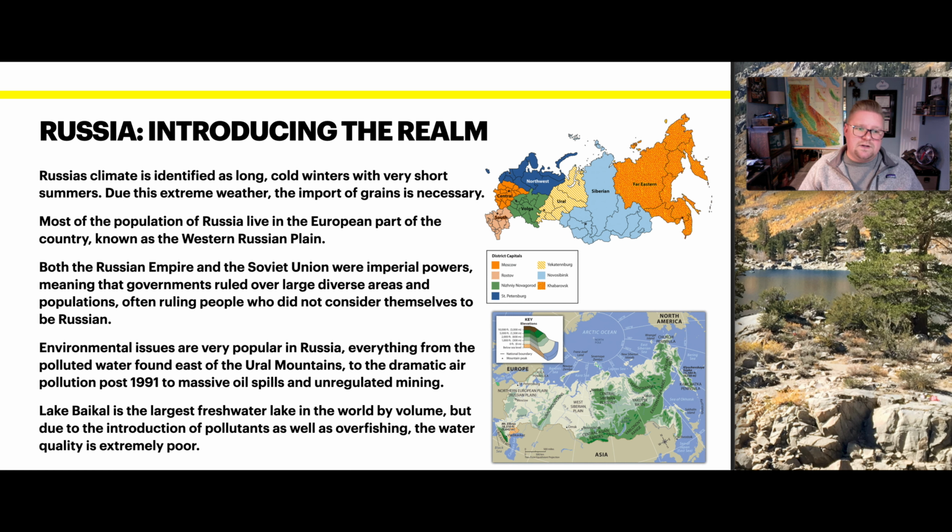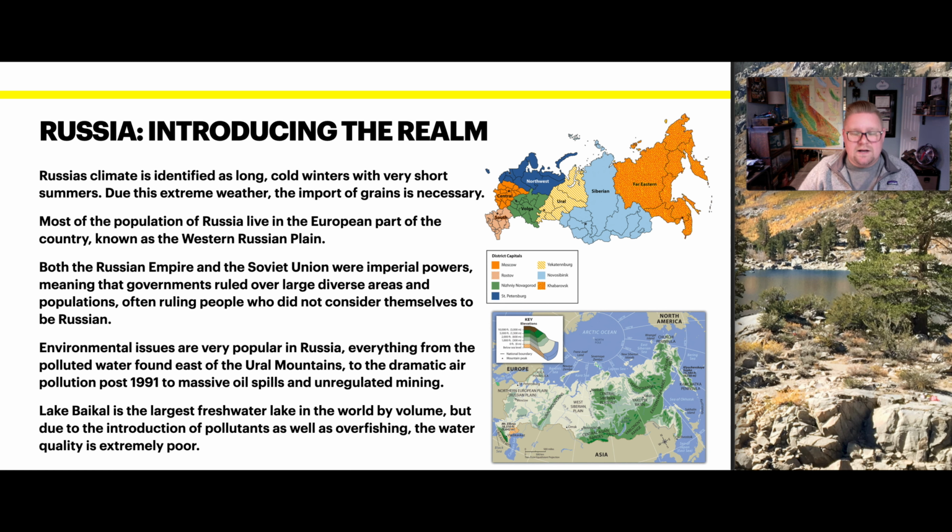The environmental issues are a very popular piece in Russia. Everything from polluted waters found east of the Ural Mountains to the dramatic air pollution post 1991 to even massive oil spills and unregulated mining. Lake Baikal is the largest freshwater lake in the world by volume, but due to the introduction of pollutants as well as overfishing, the water quality is extremely poor.